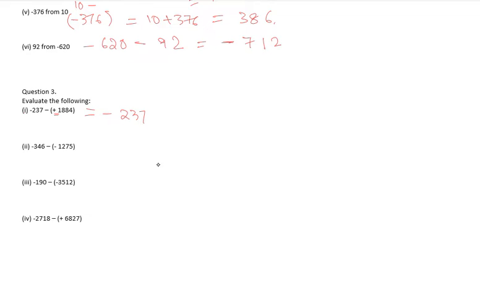So the sign inside the bracket changes. So this becomes minus 1884. Same sign, so I have to add the two numbers. So 1884, I can also write it down. I can do it as a shortcut method.